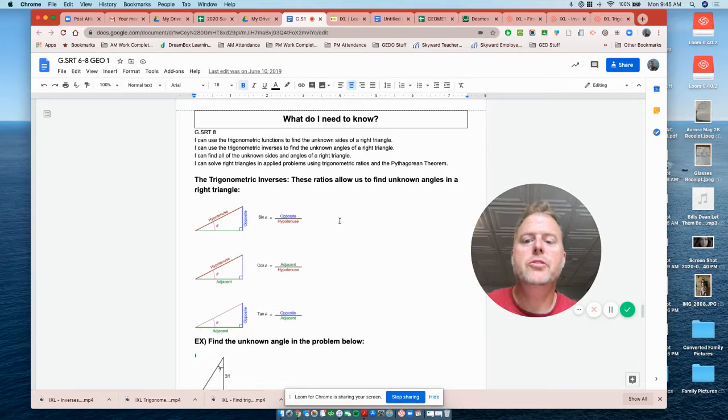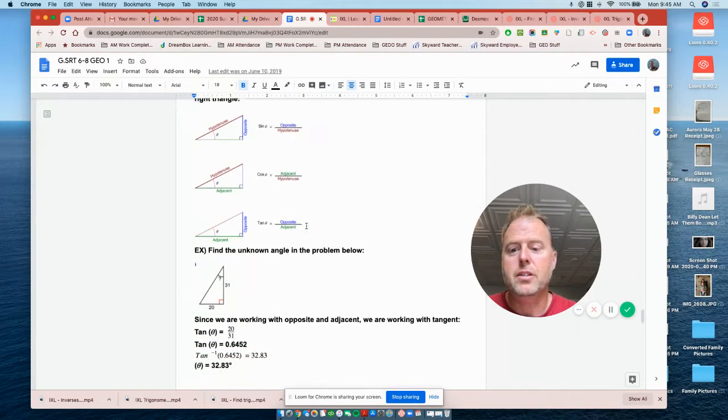Here what we want to do is, before you were trying to find a side length, here we're going to be trying to find an angle measure. So we know what the sides are, now we need to do the angle measure. Again, you set up your sine, cosine, tangent just the same way. So we're just writing it as the sine of the angle equals the opposite over hypotenuse.